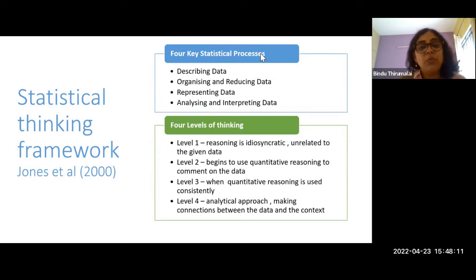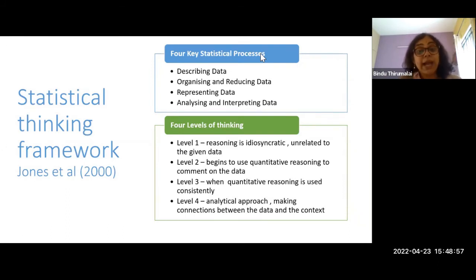So in level one, which is idiosyncratic, basically if you give some data or a table or a chart to students, they will not make any connections. What they tell you will be completely unrelated to the data. Then you know that the student is at the very beginning of statistical thinking. The second is they're able to make some sense, partial sense, of either the chart or a table or the data you give them in whatever form you've displayed it. They call it data display. So they will begin to make some reasoning. It may not be a complete understanding, but there'll be a partial one.